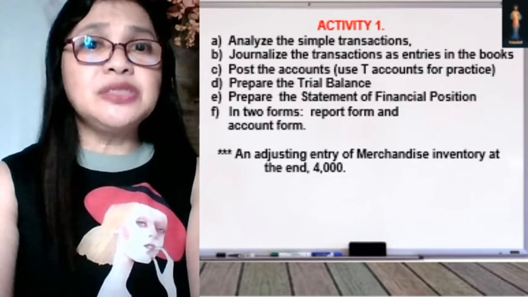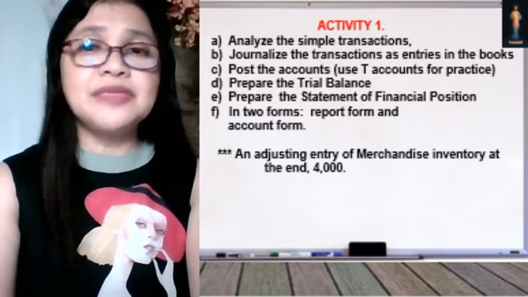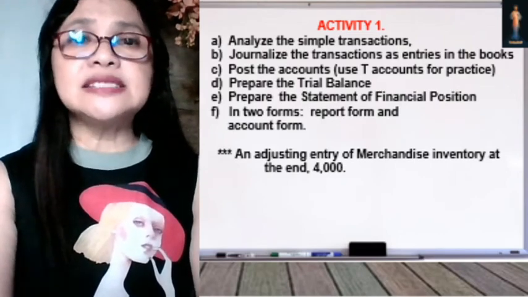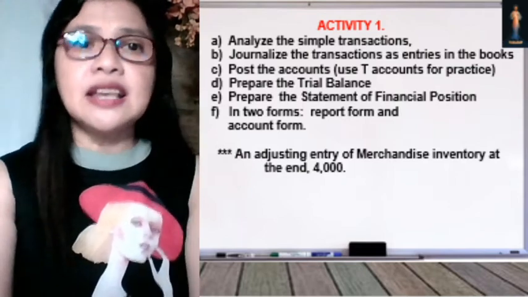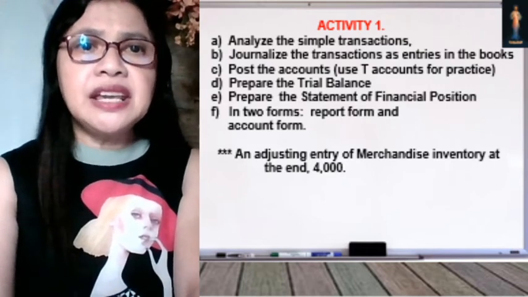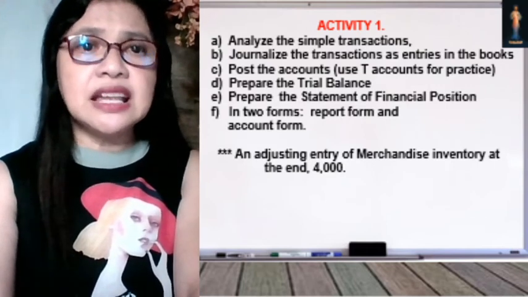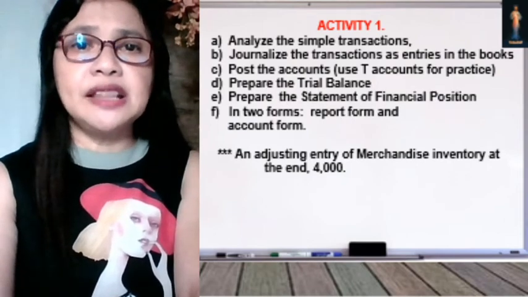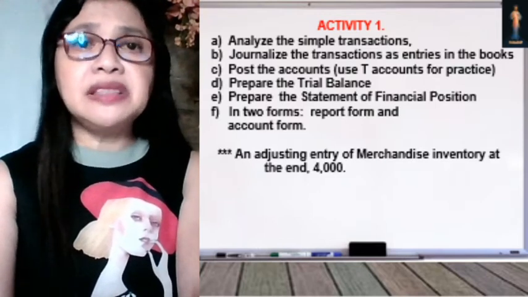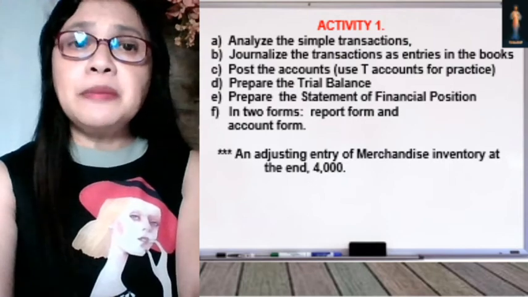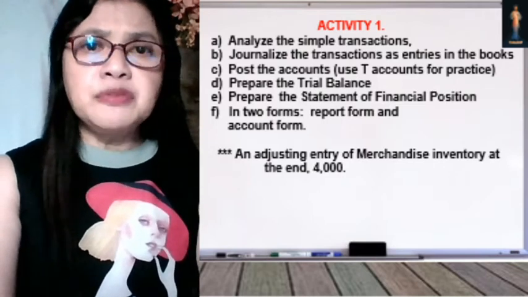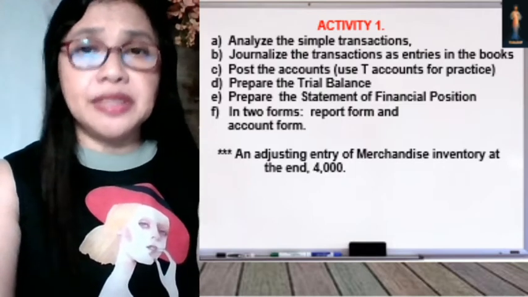Okay, activity 1 requires us to do the following. Letter A, analyze the simple transactions. Letter B, journalize the transactions as entries in the books. Letter C, you post the accounts using the T accounts. Letter D, prepare the trial balance. Letter E, prepare the statement of financial position or the balance sheet. And letter F, we may prepare it in two forms, report form and the account form. However, there is an adjusting entry of merchandise inventory at the end of 4,000 pesos.